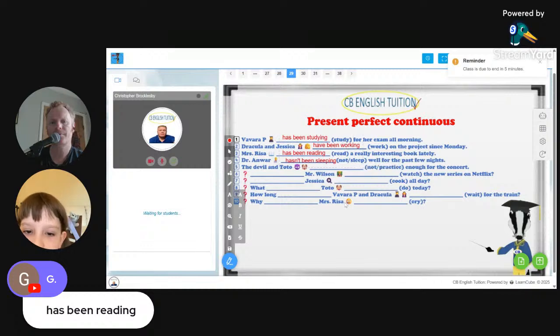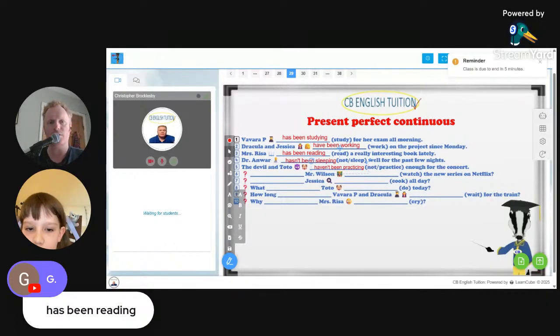Devil and Toto haven't been practicing enough for the concert. Yeah, that's a funny sentence, isn't it? For what? I don't know. Yeah, I just asked ChatGPT to make me some sentences, and it made that strange sentence. Ops, hasn't, right. What does that mean? Okay, so let's do not you. Sorry, Varvara. Let's just ask the class first.